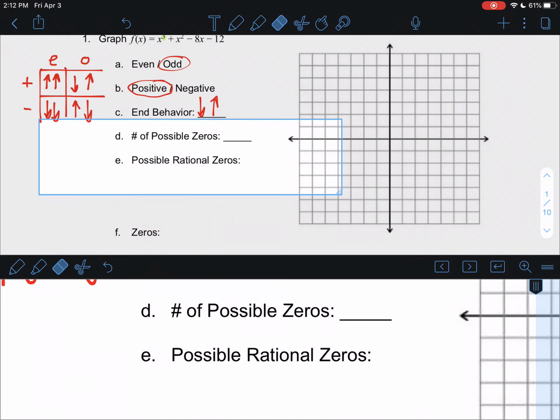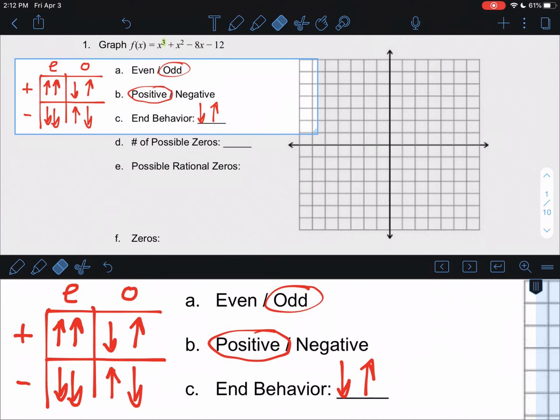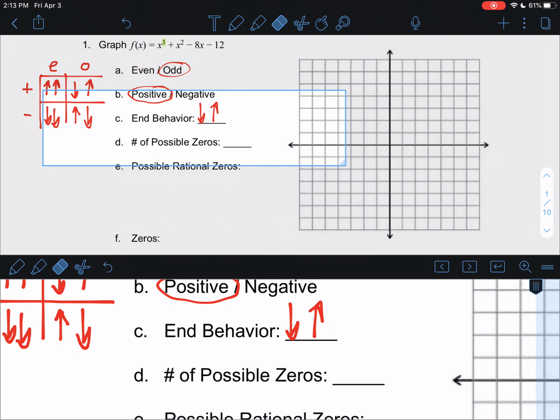Okay, so there we go. Since it is odd and positive, the end behavior is going to look like that. And we can determine that just by telling if it's even or odd and then positive or negative. Pretty simple. So the number of possible zeros.